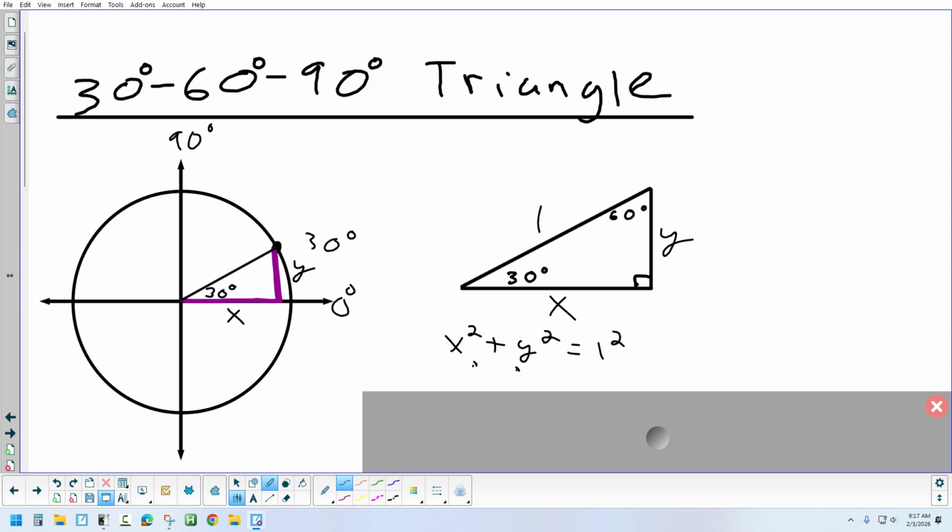It doesn't mean we can't use Pythagorean theorem. But what it does mean is you've got to figure out one of these other letters in a different way before you use the theorem. You've got to find some way to figure out x or y.